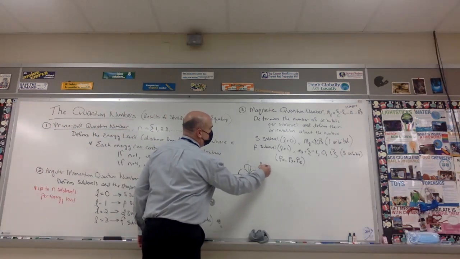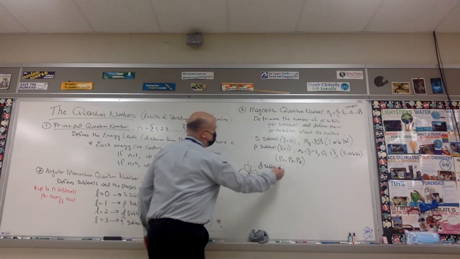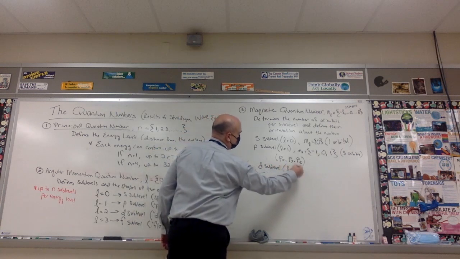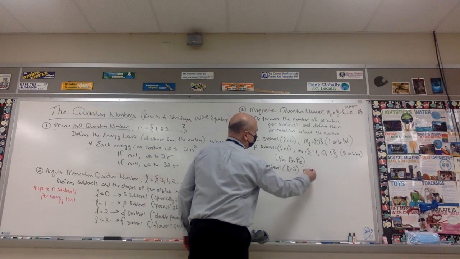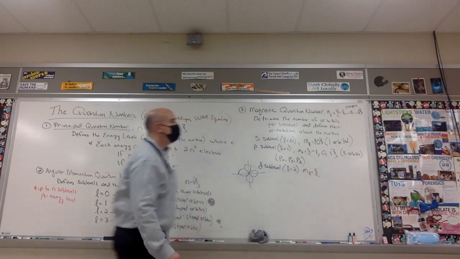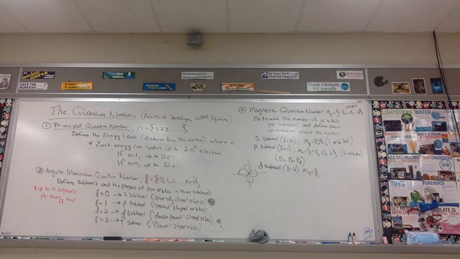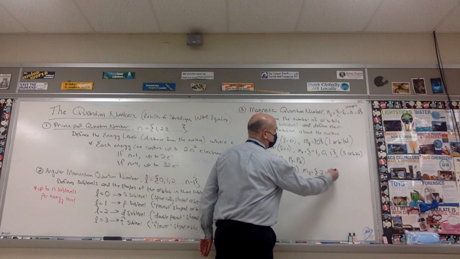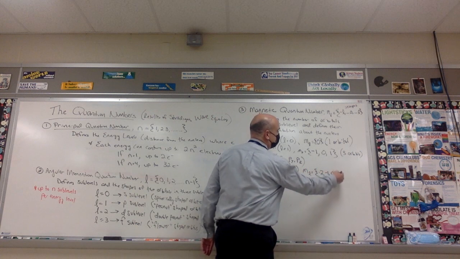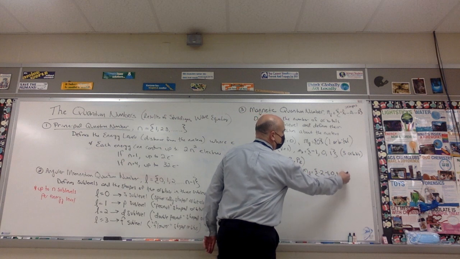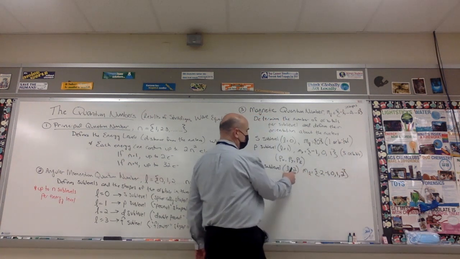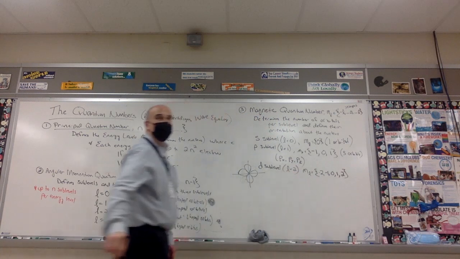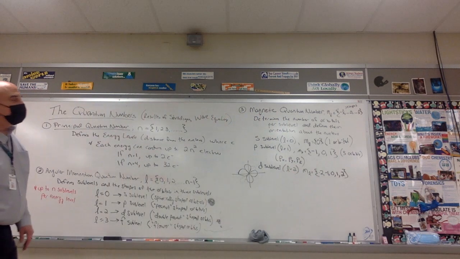D sublevel. That's where L equals 2. So my ML values, what's my range? I'm going to start at -2. What comes after -2? -1. Then 0, then 1, then 2, because it goes up to a maximum value of 2. The maximum value is L. So how many orbitals are there? 5.